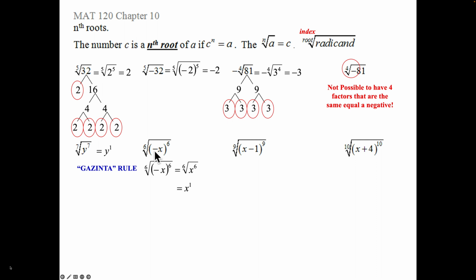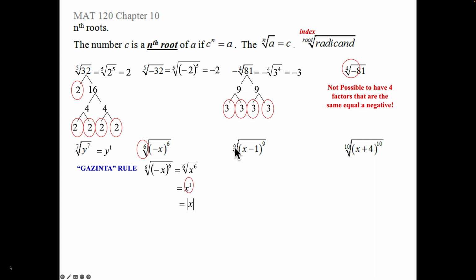Now, if you were to accidentally go, oh, it's negative x in parentheses to the 1st power, even root to an odd power, absolute value bars. So this gets absolute value bars no matter what. Because, again, it's a negative x. X could be a negative 1. Okay, the negative times the negative is positive. We don't know if it's going to turn out positive or negative. So we guarantee it. Even root, odd power.